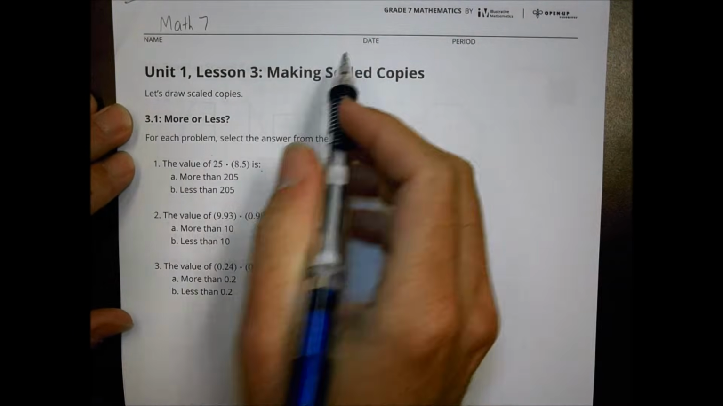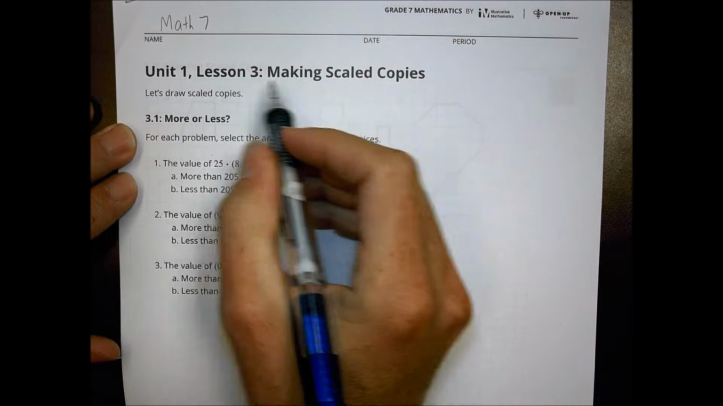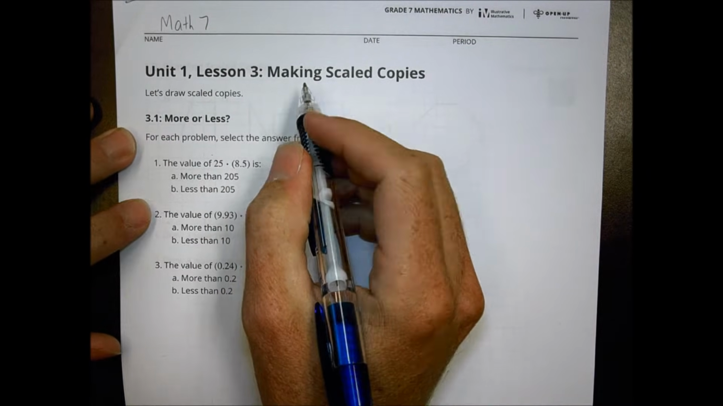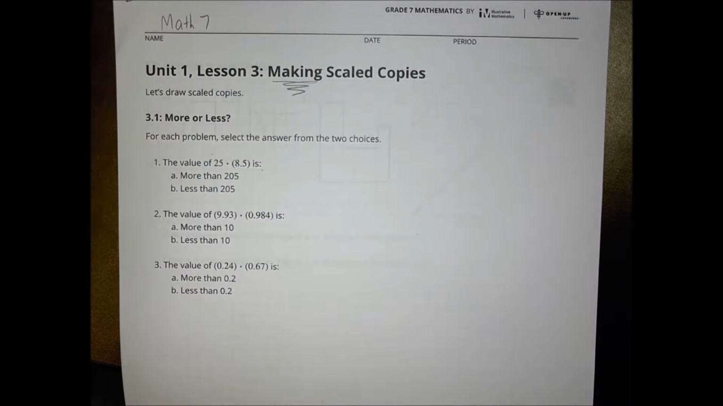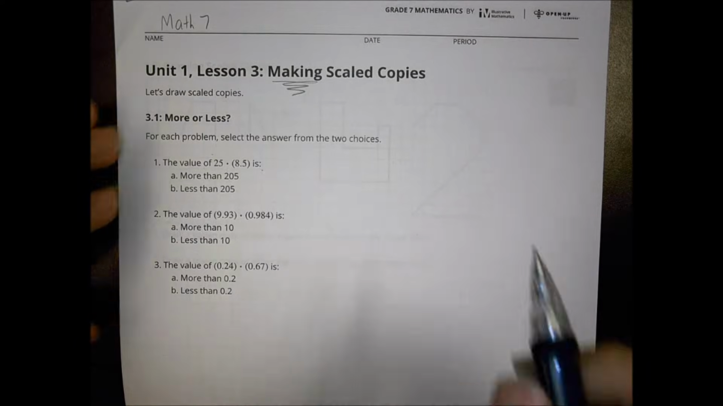Okay, this is grade 7 looking at Unit 1, Lesson 3. Today's lesson is on making a scaled copy. So the key word there is we are making them. So it's going to take a little bit of drawing and some sketching to make some scaled copies today in our class.